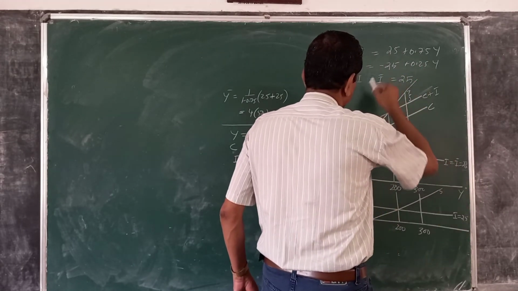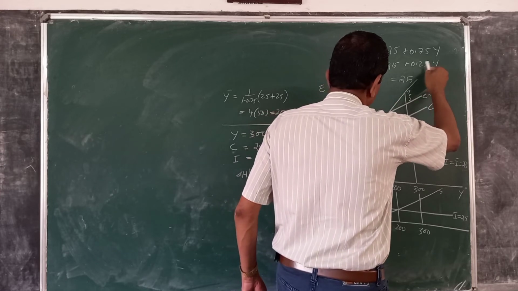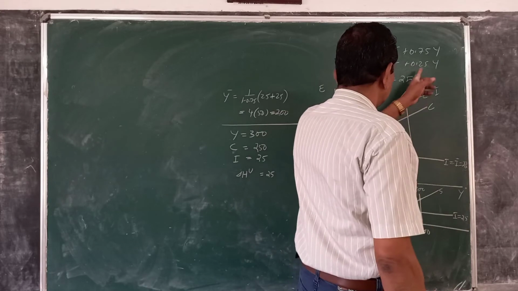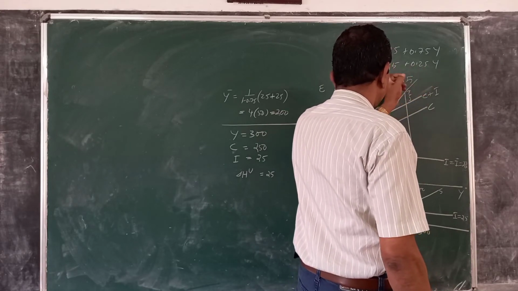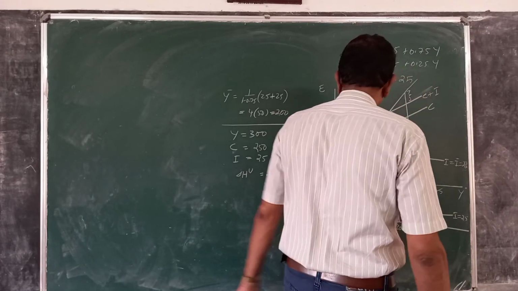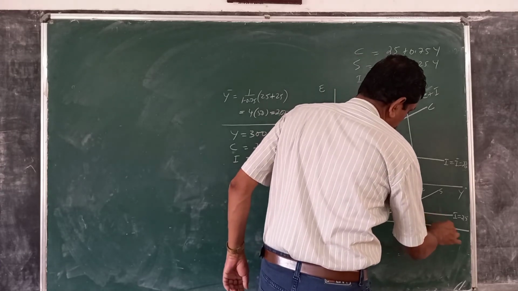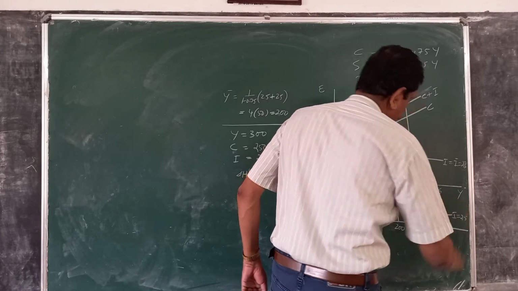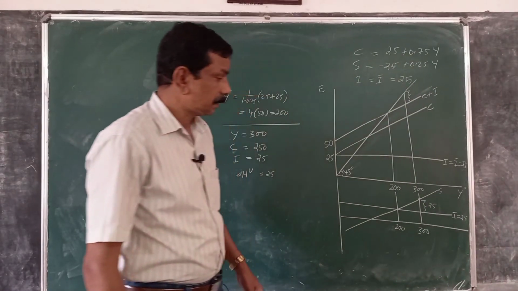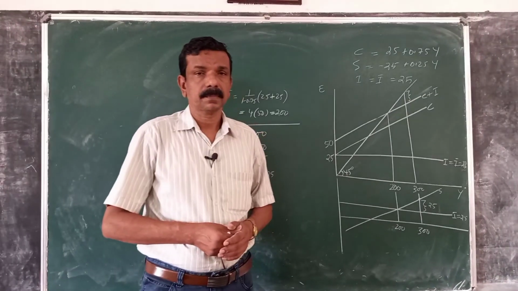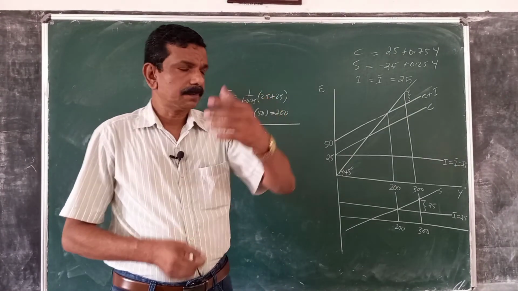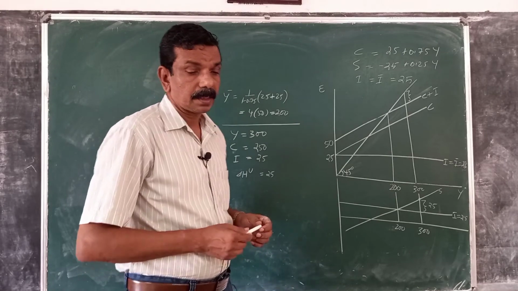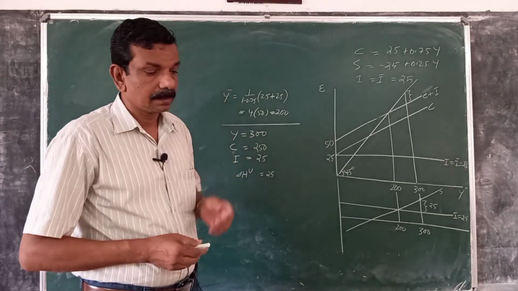On the other hand, in this case investment is 25, but what about the savings? 300 into 0.25 is equal to 75 minus 25, saving is 50, investment is 25. So, saving exceeds investment by 25. Now, suppose that producers believe that they can produce only 100.